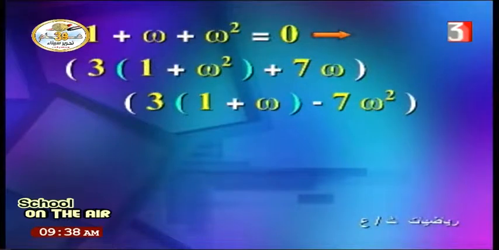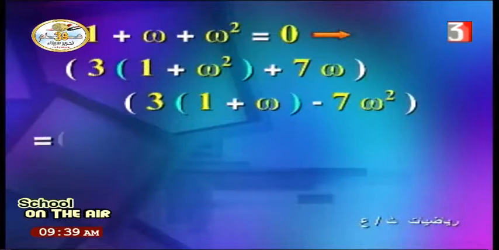1 plus omega square equals negative omega. 1 plus omega equals negative omega square. In the first bracket, 1 plus omega square is negative omega, then 3 times it gives negative 3 omega, plus 7 omega, 4 omega. In the second bracket, the small bracket 1 plus omega is negative omega square, 3 multiplied by negative omega square is negative 3 omega square, minus 7 omega square, negative 10 omega square.